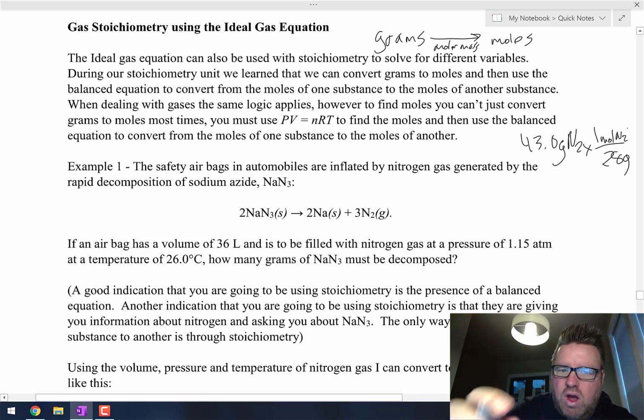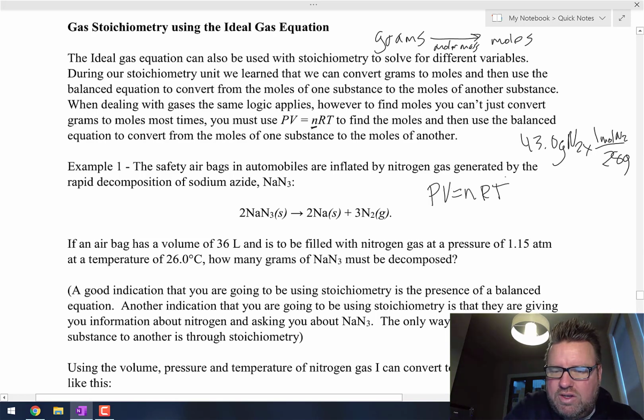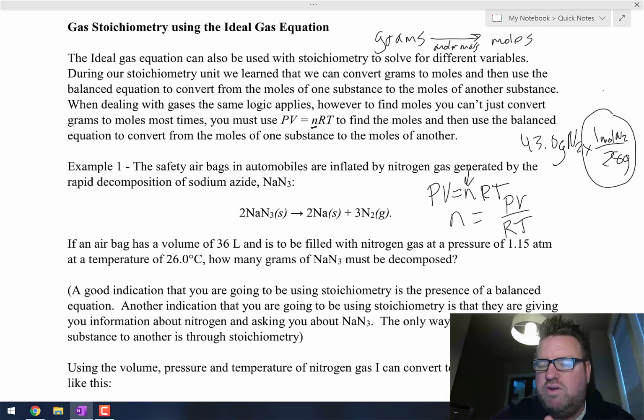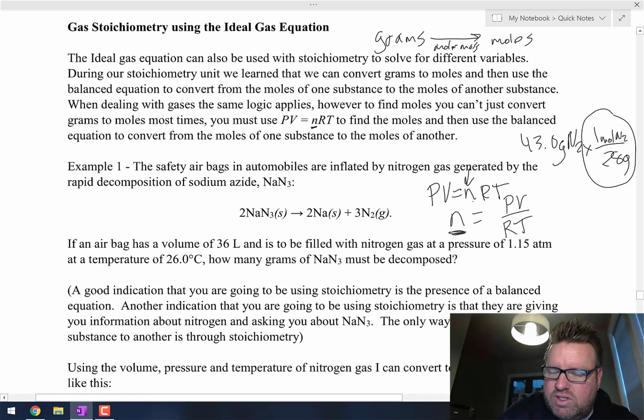Well, we know that one of the components of the ideal gas equation is moles. So if we start with PV equals nRT and we solve for moles, which again is n, we have to divide by RT. So the moles are going to equal PV over RT. And just like the moles we would get by dividing by the molar mass of nitrogen, if we know the pressure of nitrogen and the volume and the temperature of nitrogen, we can also get moles of nitrogen or oxygen or whatever, any gas that they're talking about here.